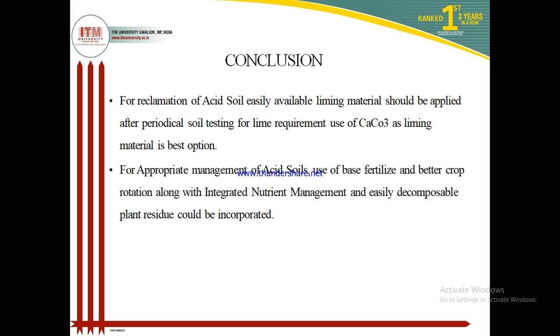Now I want to conclude that for reclamation of acid soil, easily available liming material should be applied after periodical soil testing for this requirement. Use of calcium carbonate as a liming material is the best option. For appropriate management of acid soil, use of basic fertilizer and better crop rotation along with integrated nutrient management and easily decomposable plant residues could be incorporated.